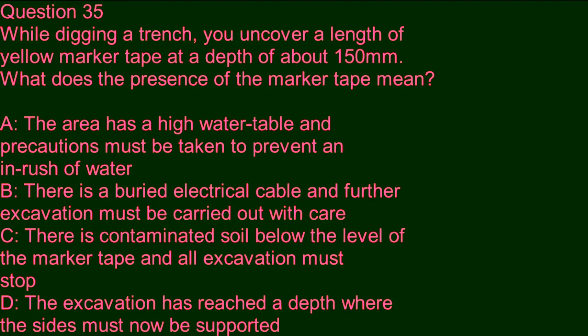Question 35. While digging a trench, you uncover a length of yellow marker tape at a depth of about 150 millimeters. What does the presence of the marker tape mean? A. The area has a high water table and precautions must be taken to prevent an inrush of water. B. There is a buried electrical cable and further excavation must be carried out with care.